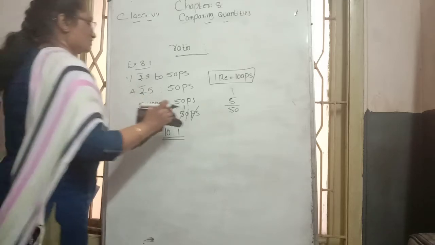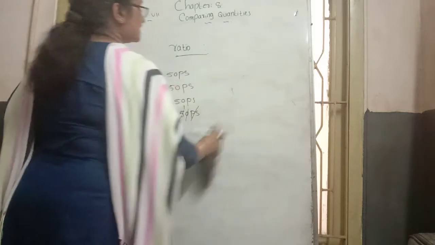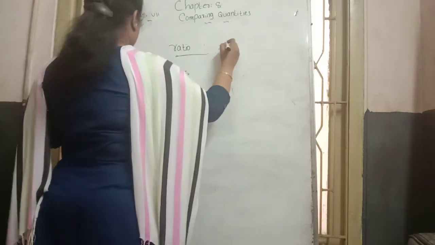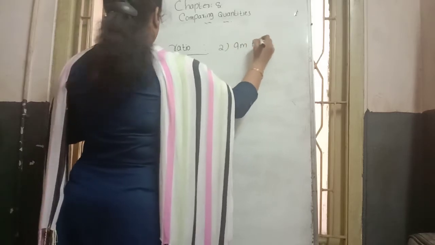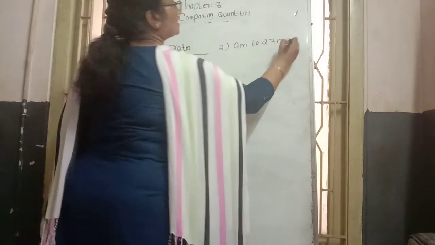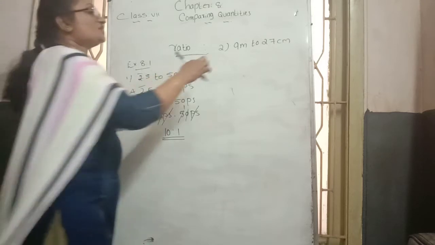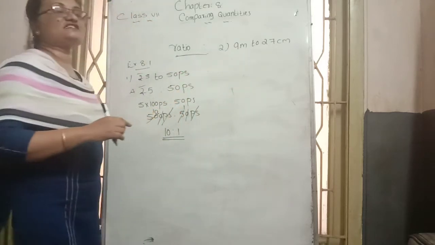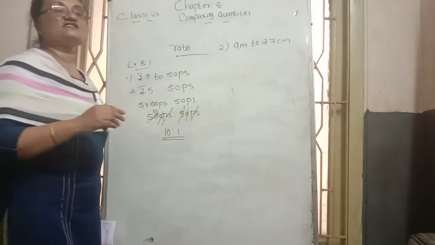Then the next question. The second question is also the same way. First we check whether they have the same unit or not. 9 meter to 27 centimeter. But here, looking at both of them, they have different units. The antecedent is in meters and the second number, the consequent, is in centimeters.